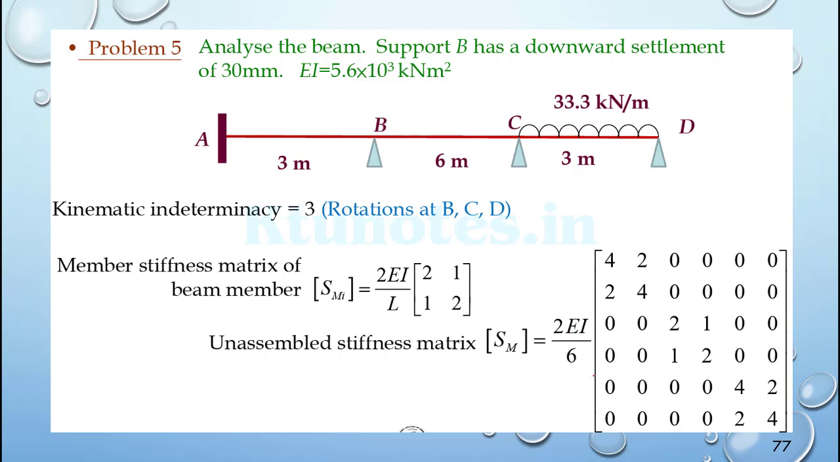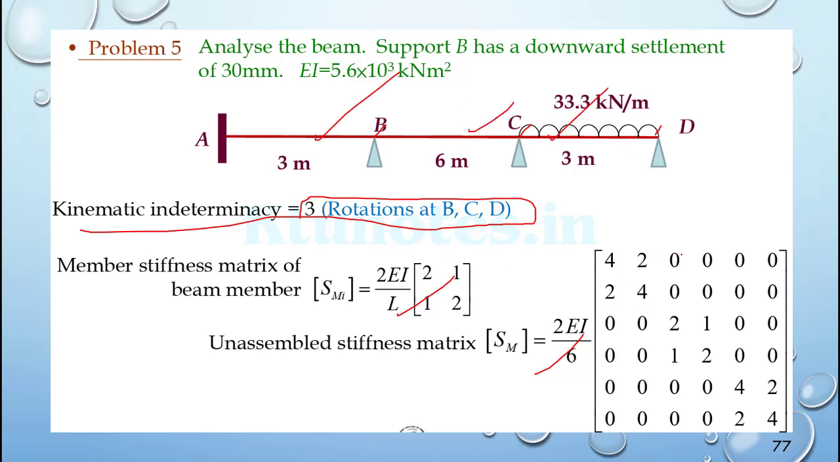So we have the beam A, B, C, D. There are three rotations possible, at B, C, and D, and it is kinematically indeterminate to the third degree. The member stiffness matrix of the beam member is given by SM = 2EI/L into [2, 1; 1, 2]. The unassembled stiffness matrix will be a 6 by 6 matrix as we have three members 1, 2, and 3. The first 2 will correspond to the first beam, this will correspond to the second beam, and this will be for the third beam.